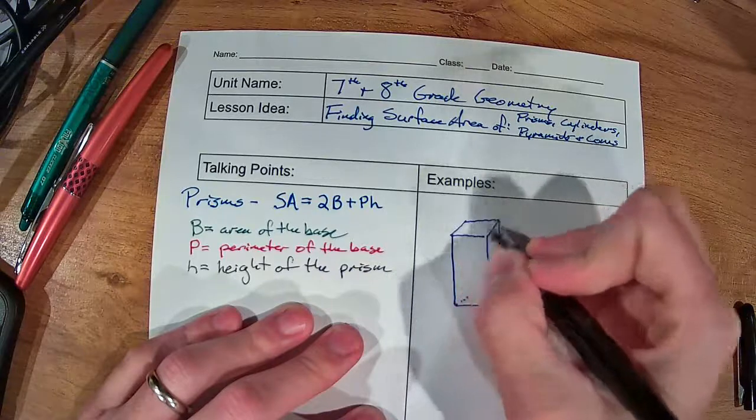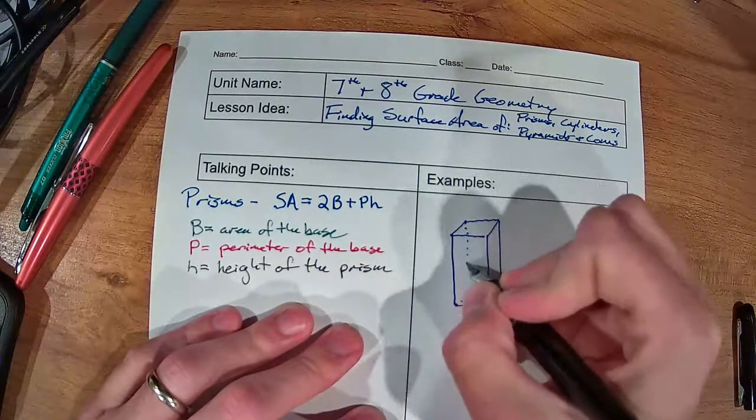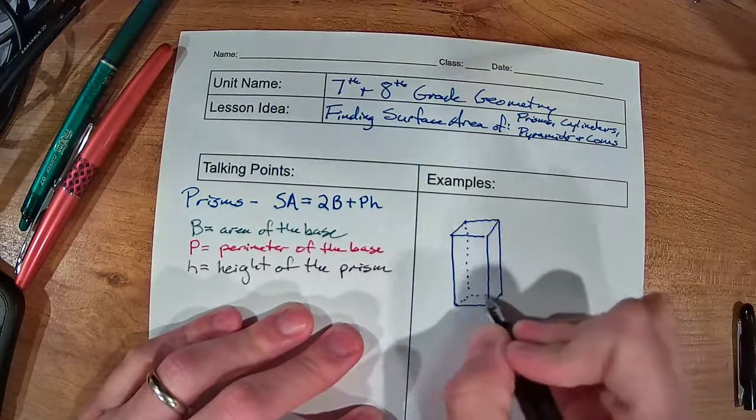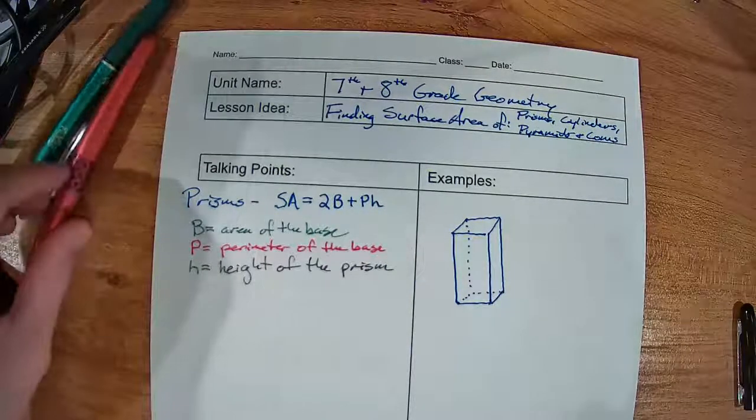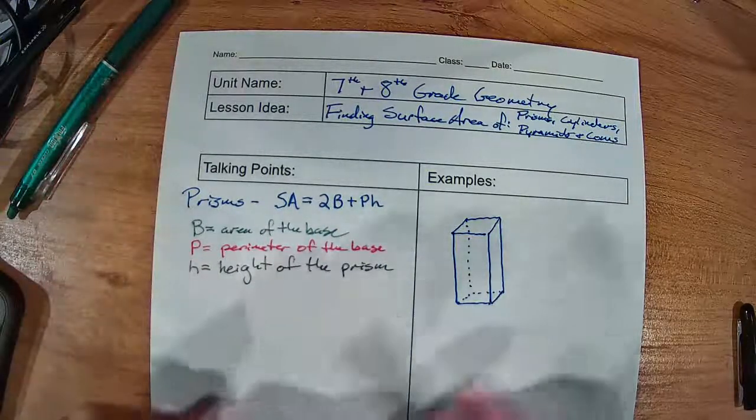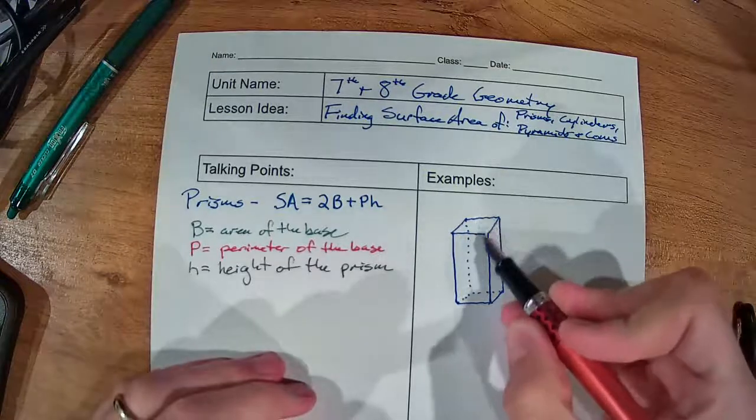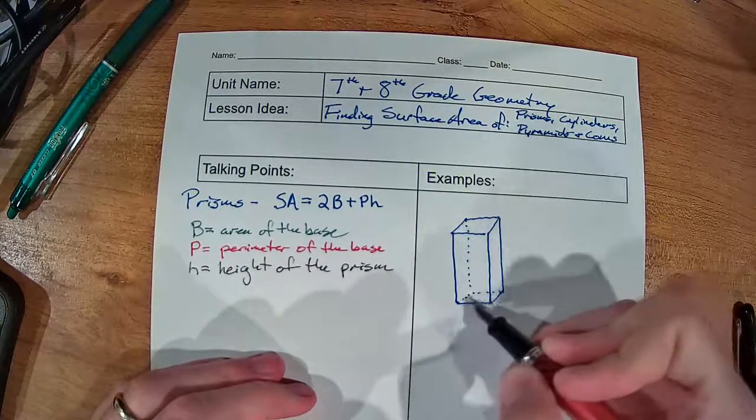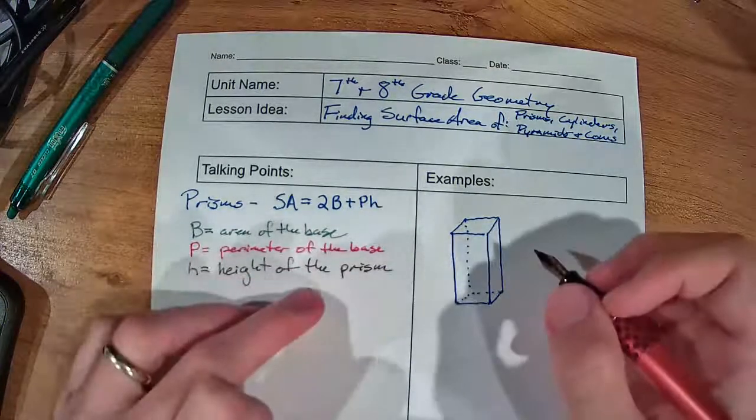There we go. That's looking okay. And then over. All right. So let's talk about the dimensions here real quick. So my base in this case is the top here and the bottom here. All right. So I'm going to write out our dimensions.